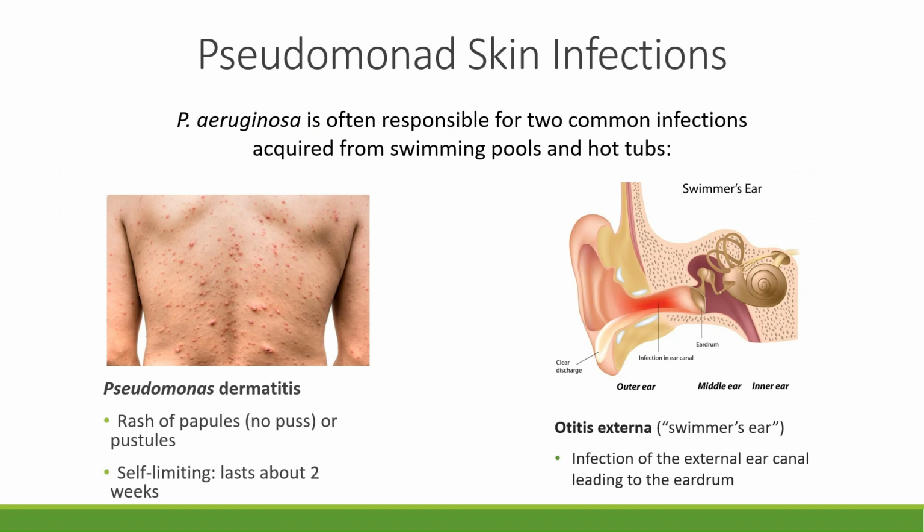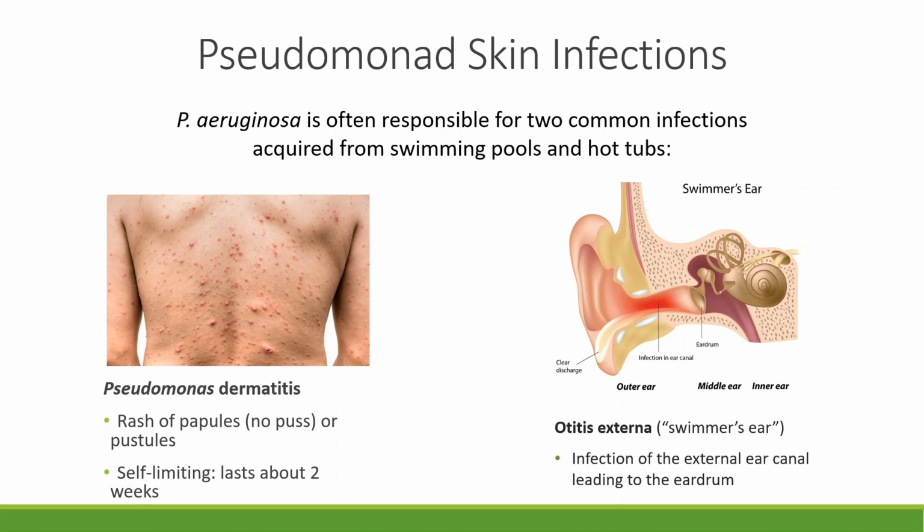For example, taking a dip in a poorly chlorinated pool or hot tub can later lead to itchy red bumps that show up, and that's Pseudomonas dermatitis. This is a rash caused by Pseudomonas aeruginosa, and it appears as papules, which are little swollen red marks without any pus present, or pustules, which, as you can imagine, is where pus is present. The good news is this is typically self-limiting, which means it usually clears up on its own in a relatively short amount of time, about a couple of weeks.